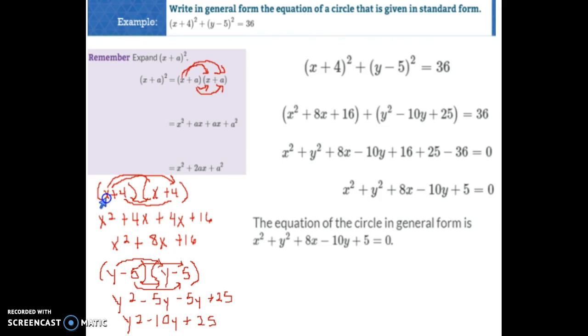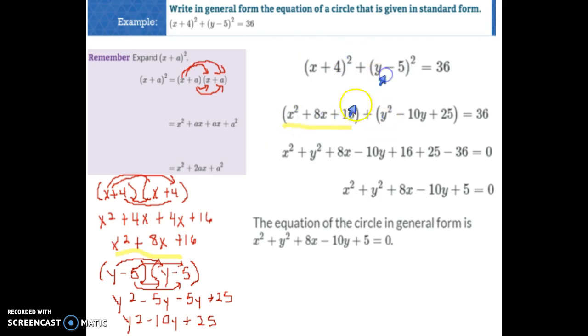I just kind of distribute, so x times x gives me x squared. Then x times my second term, 4, gives me plus 4x. Now I'm going to do my second term. 4 times x is 4x. 4 times 4 is 16. And then combine these like terms: x squared plus 8x plus 16. So notice that is what is going right here. Okay, there's my x. This is expanded out, x squared plus 8x plus 16.